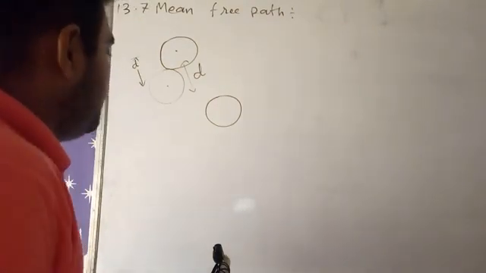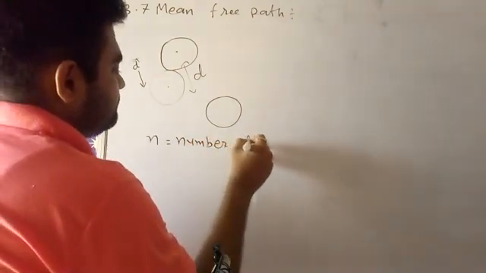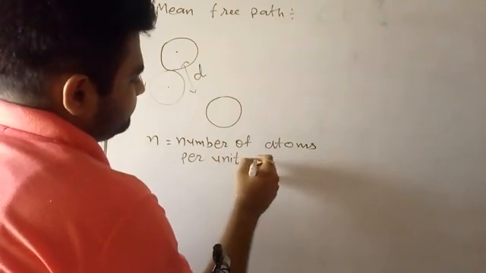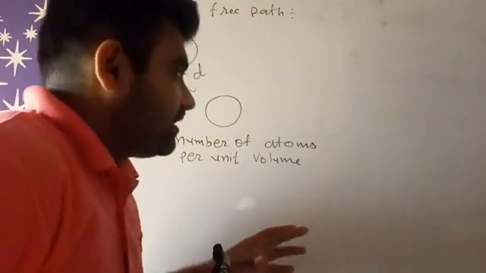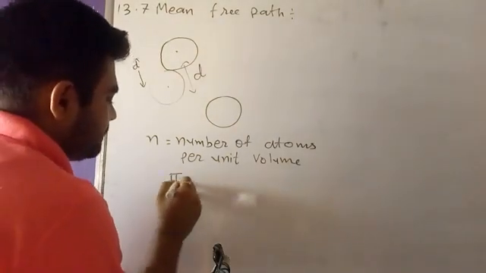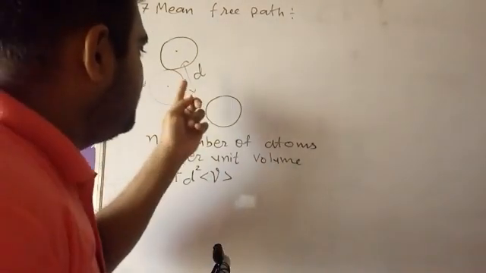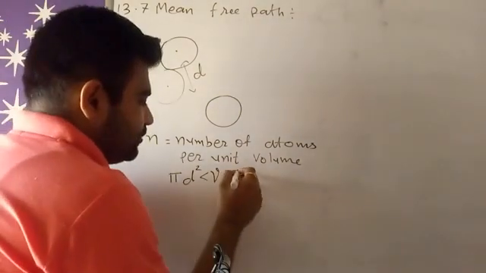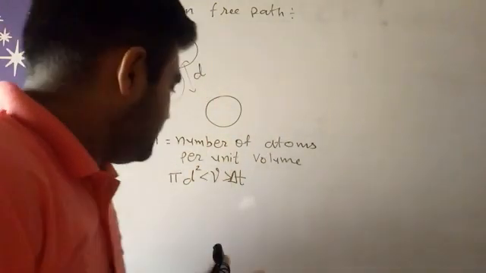Okay, so we know that n is the number of atoms per unit volume, right? So the volume covered by this atom is pi d square average v delta t. This is the average velocity of the atom, which covers some distance, and average v into delta t, where delta t is the time taken to cover that volume, right? So this is the volume.